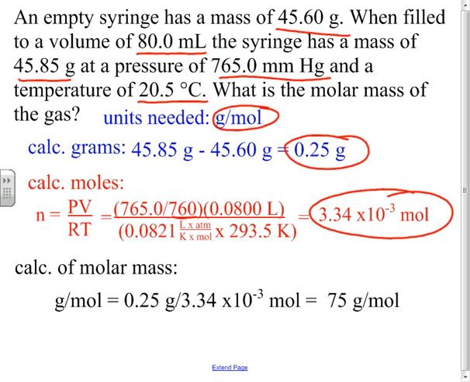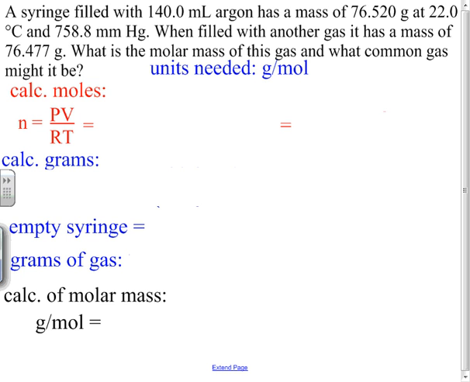Next problem is going to be very similar to it, only in this particular problem, we are never given the mass of the empty syringe to figure out the grams of the unknown gas. So in this problem, we're going to have to calculate the mass of the empty syringe. To do that, we'll need moles first. And so let's start with the calculation of moles.